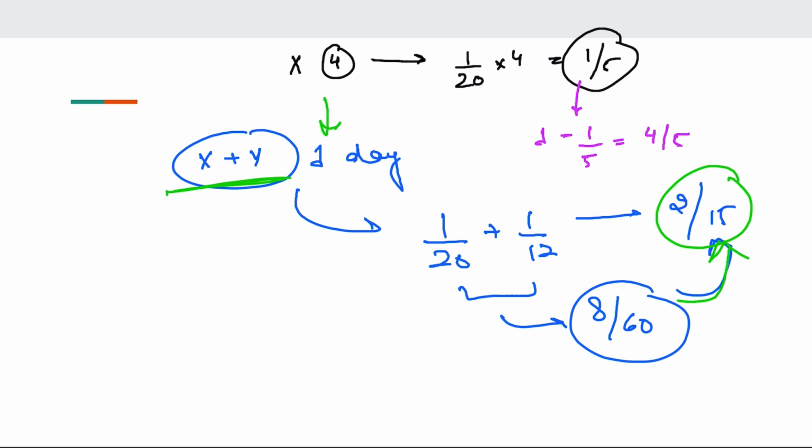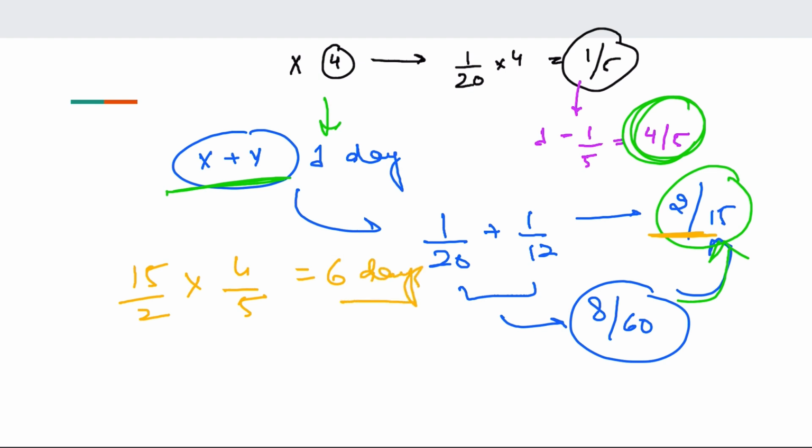So the 4 by 5th work, which was the remaining work, will be done by X and Y in how many days? Come on. 4 by 5th work is going to be simple: 15 by 2, the reciprocal of this, into 4 by 5 is going to be what? 6 days. Simple. So 6 days.